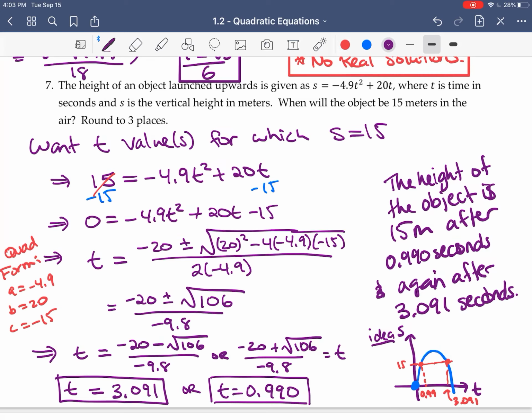So those are a few examples solving quadratic equations in a variety of different ways.